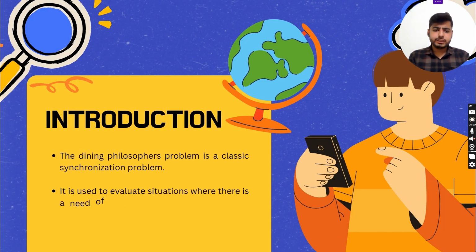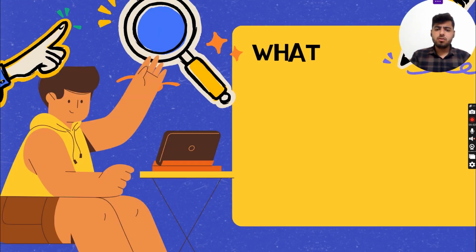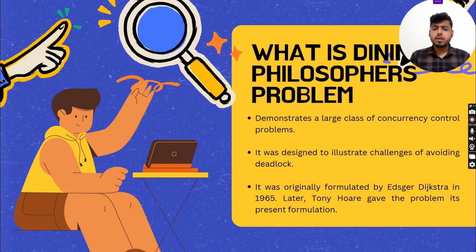So firstly, introduction. The dining philosophers problem is a classic synchronization problem. It is used to evaluate situations where there is a need of allocating multiple resources to multiple processes. Now, what is the dining philosopher problem? It demonstrates a large class of concurrency control problems. It was designed to illustrate challenges of avoiding deadlock.